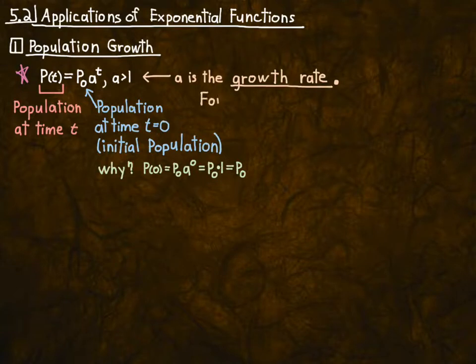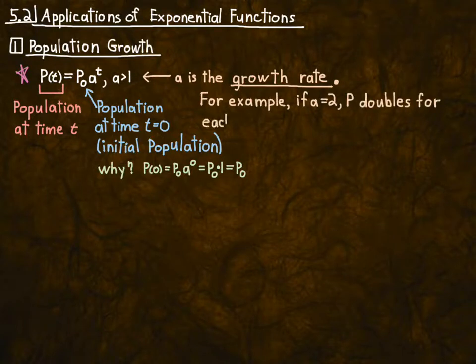A in this situation is called the growth rate. So for example, if a is 2, that means that P doubles for each increase of 1 unit of time. Say the unit of time is a day, then if a equals 2, the population doubles every day.